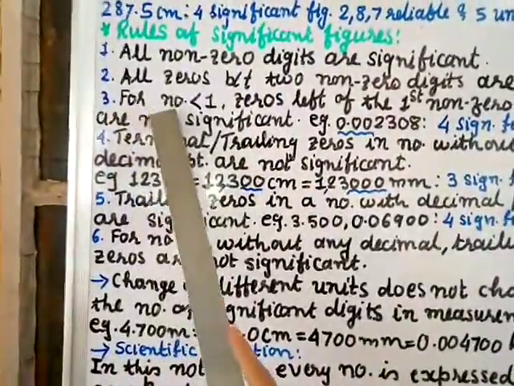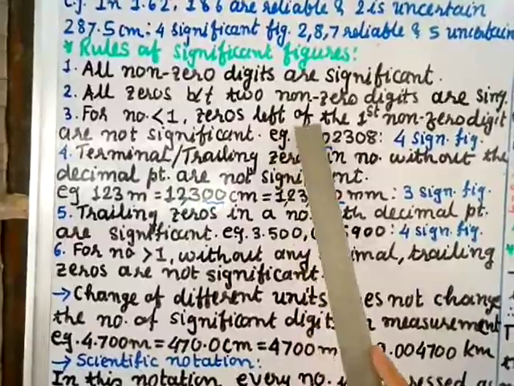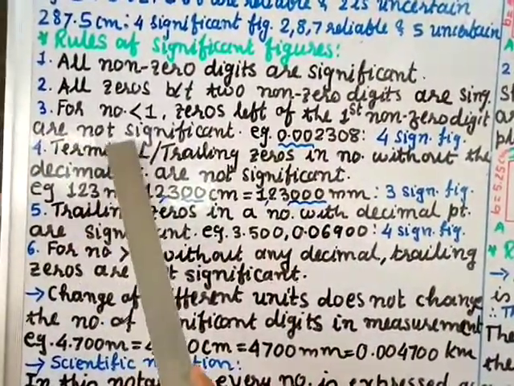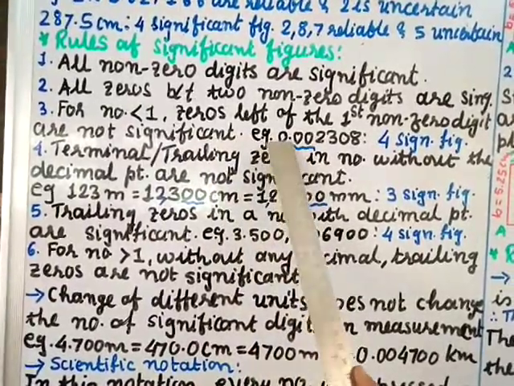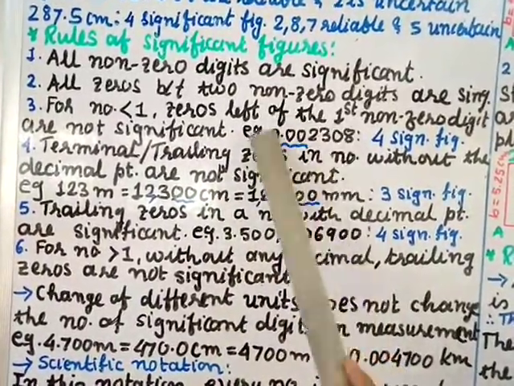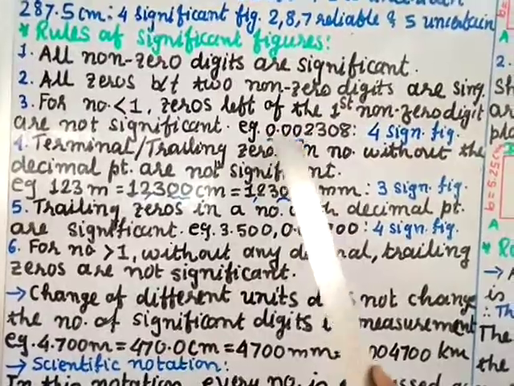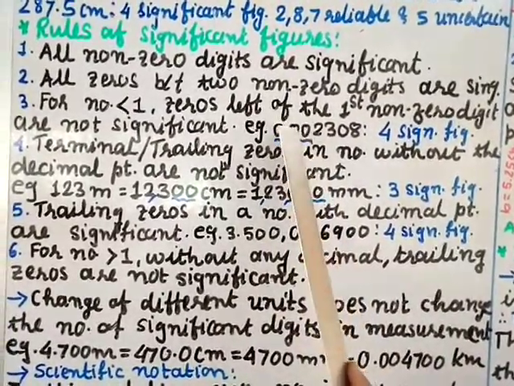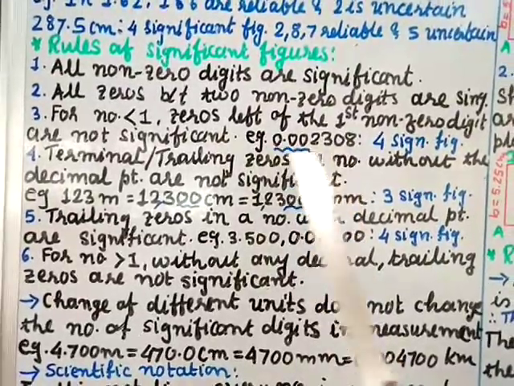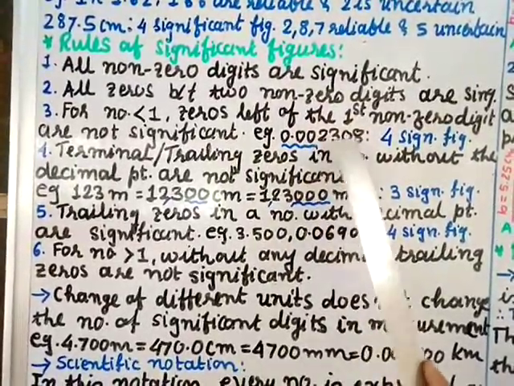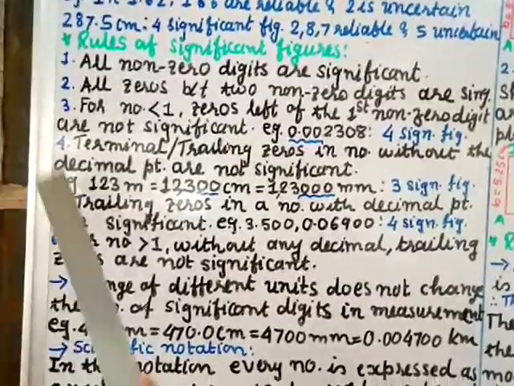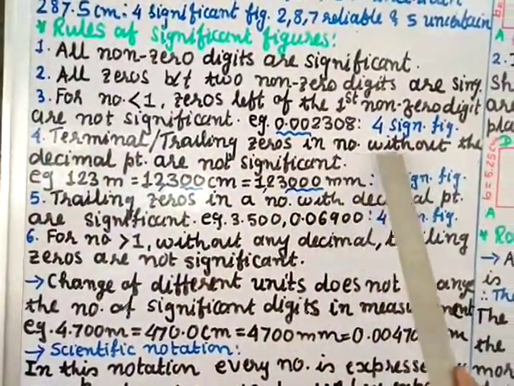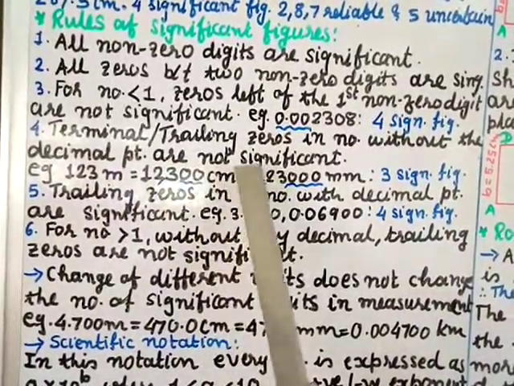Number 3, for a number less than 1, zeros to the left of the first non-zero digit are not significant. Example 0.002308. This is a number less than 1, and here the first non-zero digit is 2, and to the left of this, these 2 zeros are not significant. So the significant figures in this number are 1, 2, 3, 4. Okay, 4 significant figures.